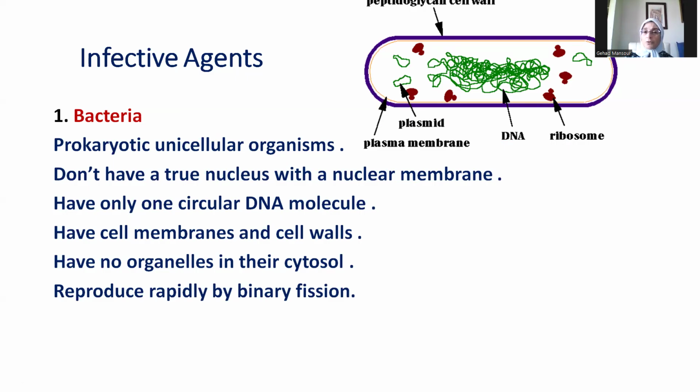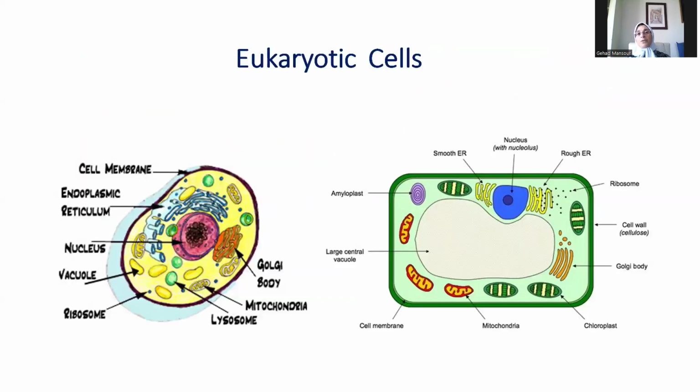Because ribosomes are the sites of protein synthesis, they are present in all living cells, but they do not have any other organelles. On the other hand, eukaryotic cells present in higher organisms have different characteristics. Whether they are animal cells or plant cells, they have a true nucleus that is surrounded by a nuclear membrane. And they have multiple DNA molecules that we call chromosomes.